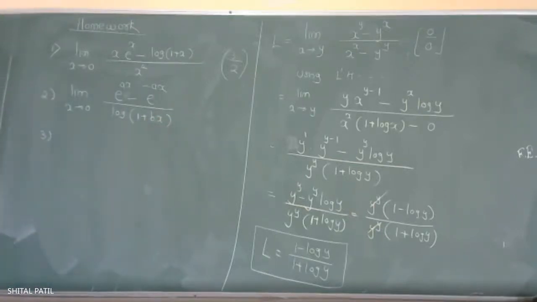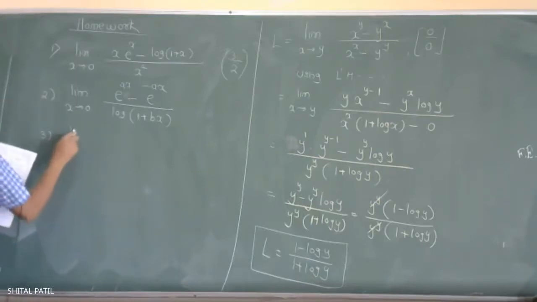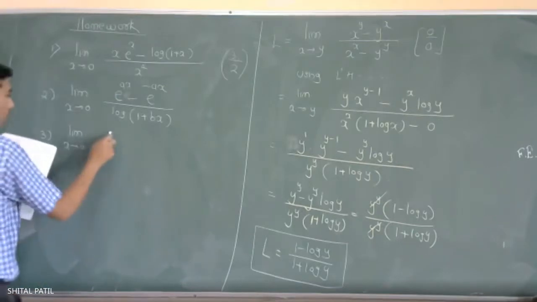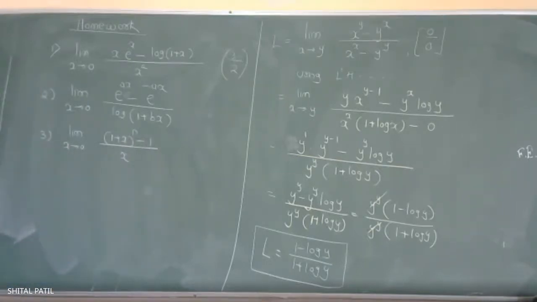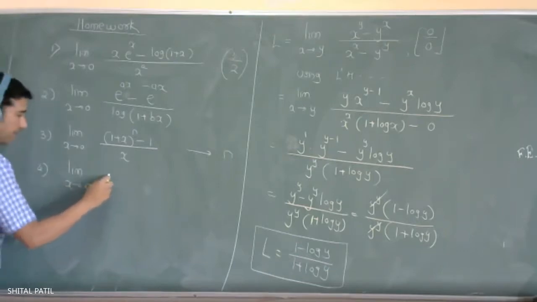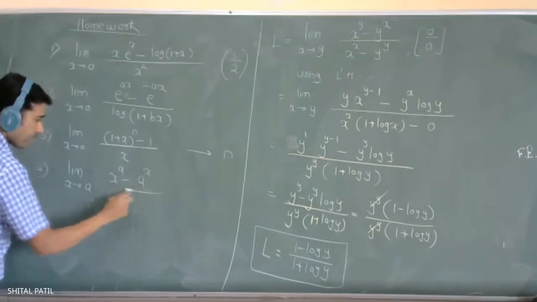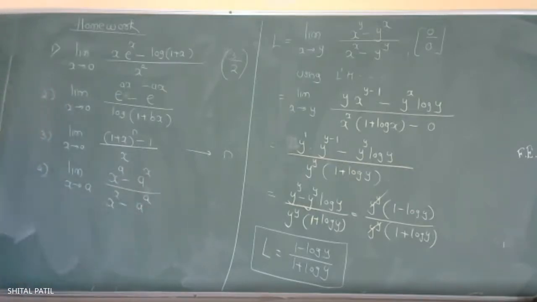Third, limit x tends to 0, one simple example: 1 plus x raised to n minus 1 divided by x. Answer is n. Fourth, limit x tends to a. I think you can predict the answer of the last one. Anyone who can predict the answer of the last question? Correct, same as the previous question: 1 minus log A divided by 1 plus log B. Solve these 4 examples.